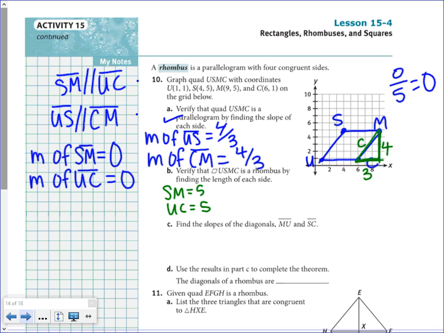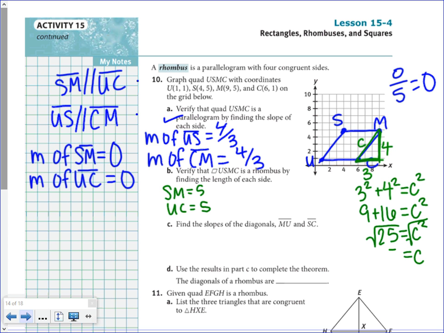So we can use Pythagorean theorem to find our hypotenuse. So 3 squared plus 4 squared equals hypotenuse squared. A squared plus B squared equals C squared. 3 squared is 9. 4 squared is 16. 9 plus 16 is 25. And so then you take the square root of 25 and you get 5. So that means that the length of CM is 5.